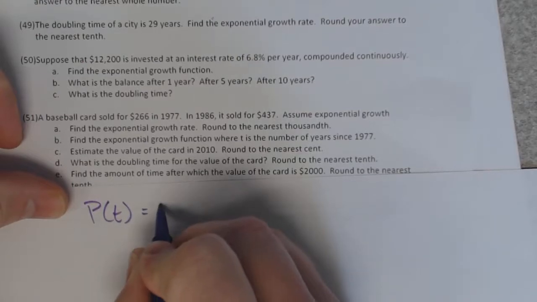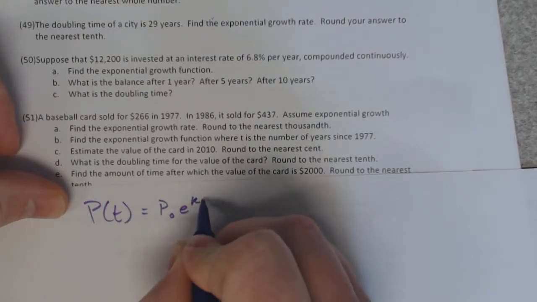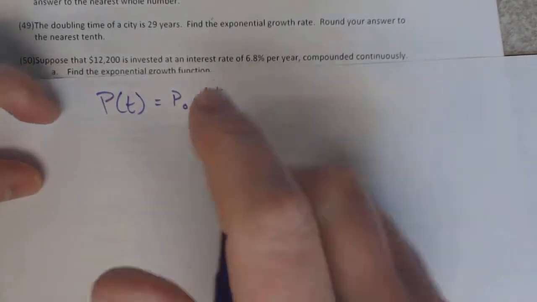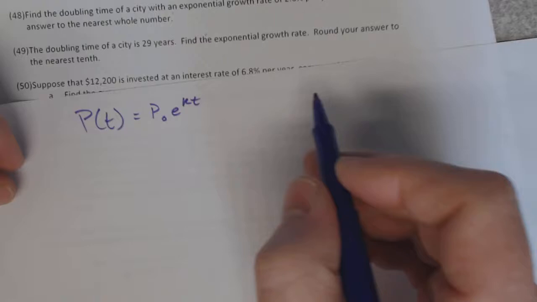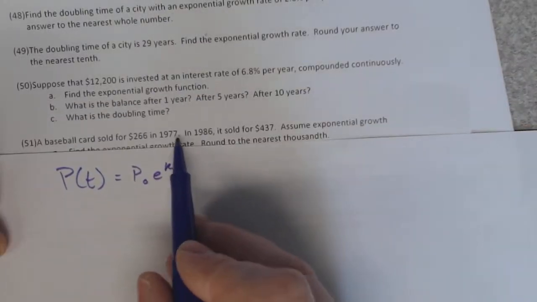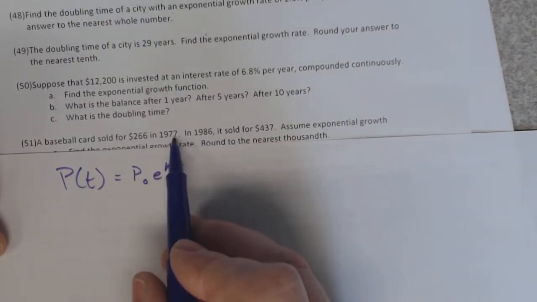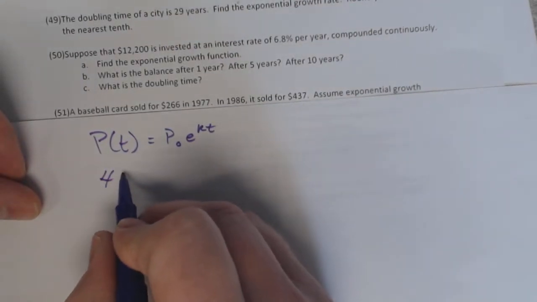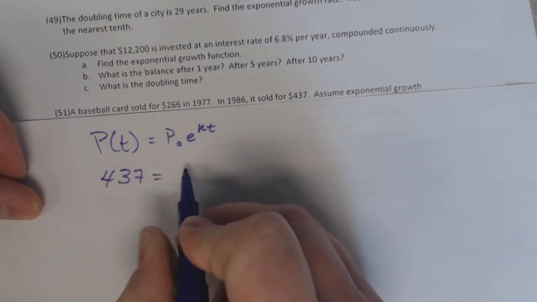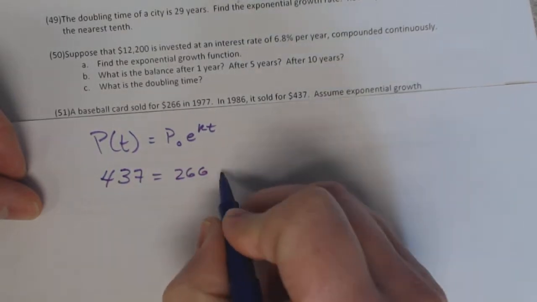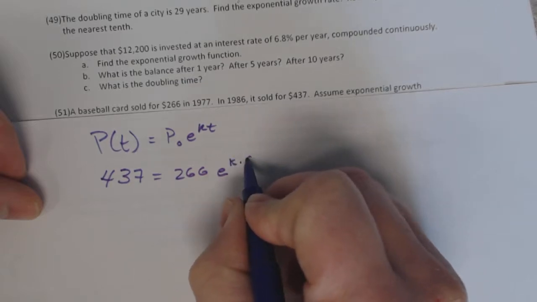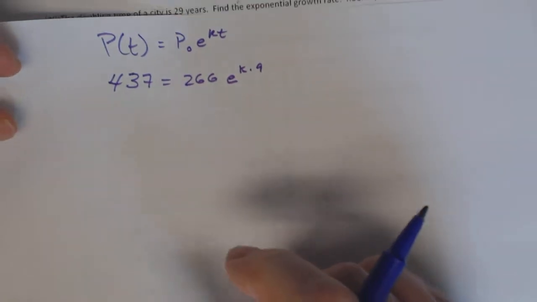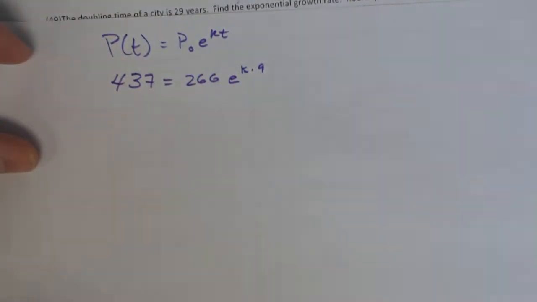So this is a little formula that you've got on your formula sheet. That k value is what we're trying to come up with. So what do we know? We know that in a span of 9 years, this card went from 266 to 437. So I can actually put that into this formula. I'll put in what I know. And then the only thing that's unknown is what that rate was. So now I can solve for k, figure out what the rate is, and then figure out the value going on into the future.